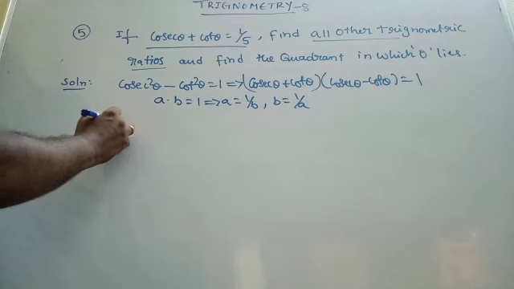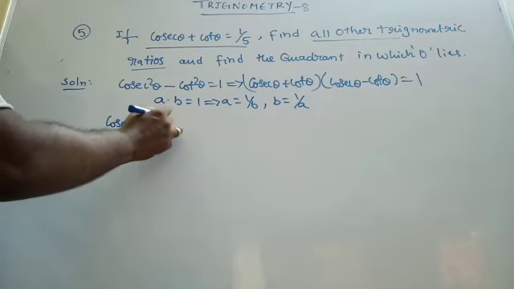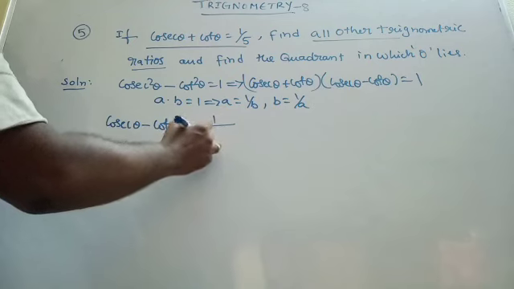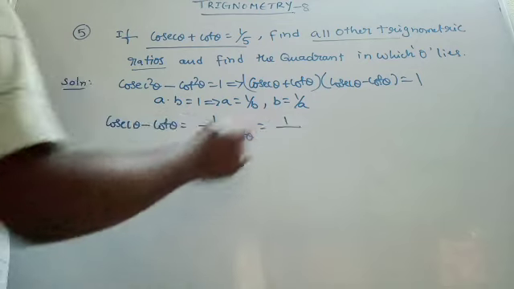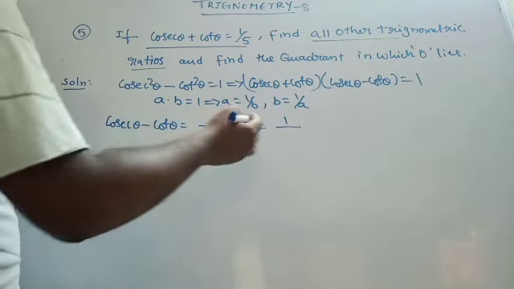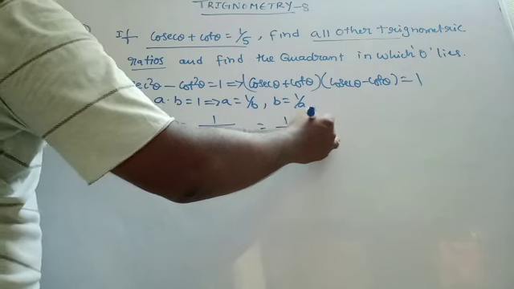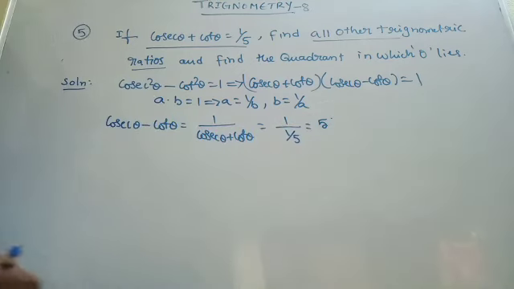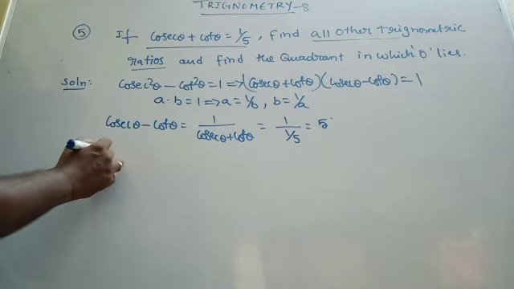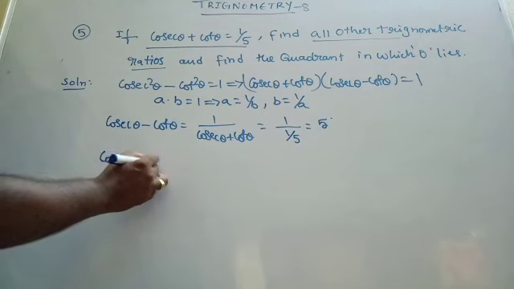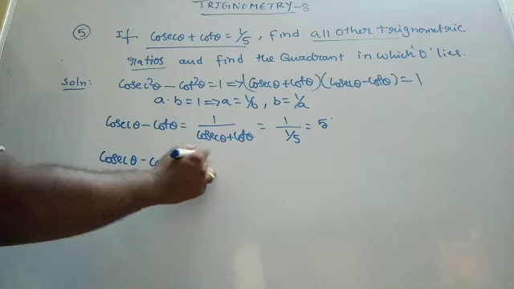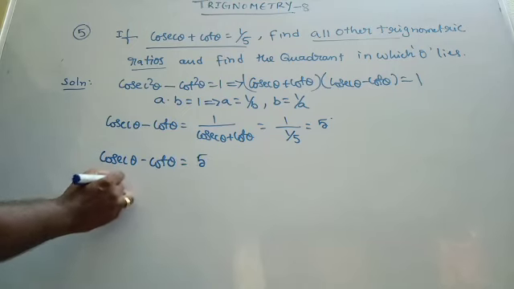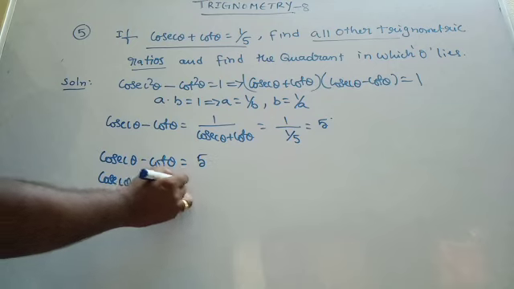Now from this factor we get that cosecant theta minus cot theta is equal to 1 by cosecant theta plus cot theta like this. And 1 by cosecant theta plus cot theta is 1 by 1 by 5, which is nothing but 5. You have got like this. Now wonderfully you have got two equations, right? From this now you see, my dear students, cosecant theta minus cot theta is equal to 5, and another one, cosecant theta plus cot theta is equal to 1 by 5 like this.